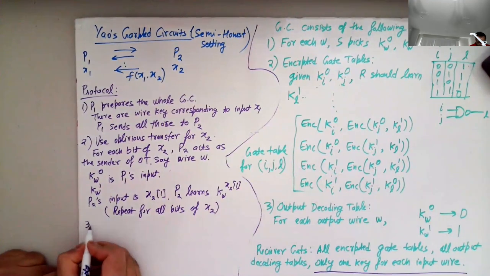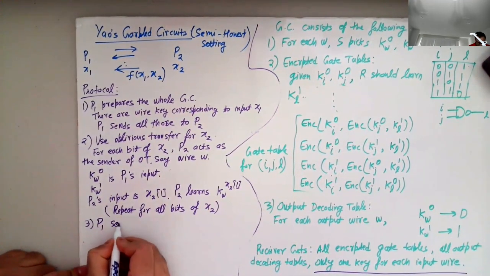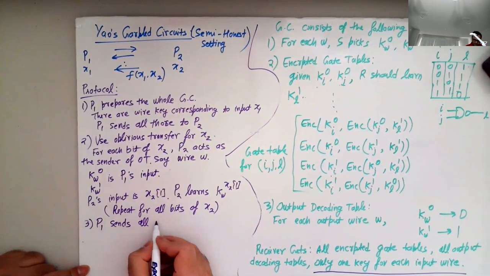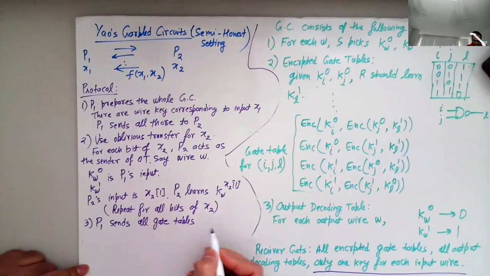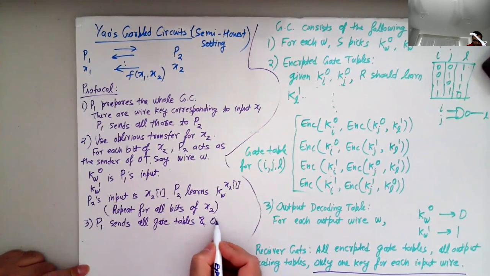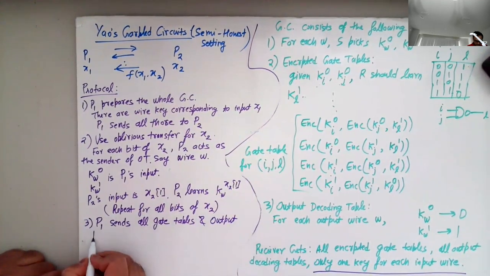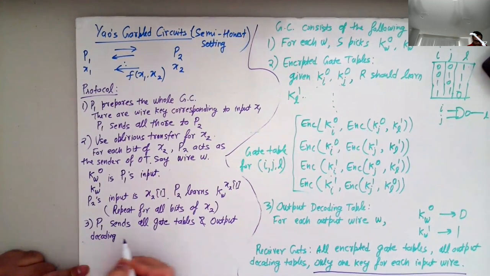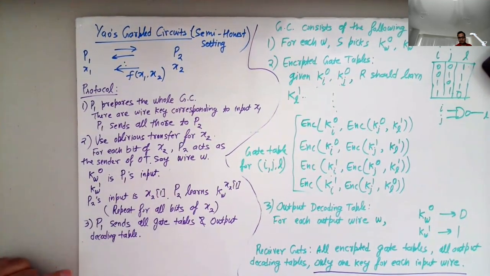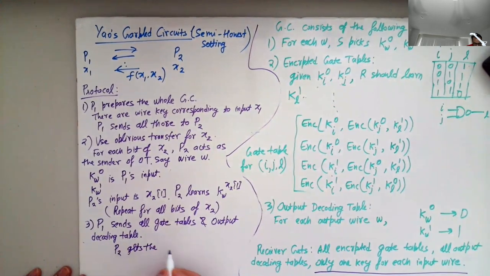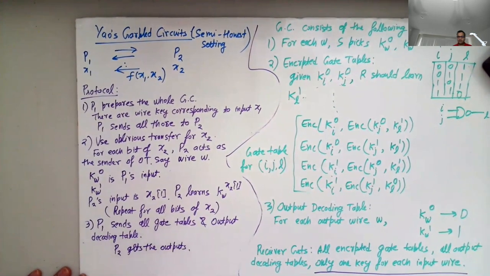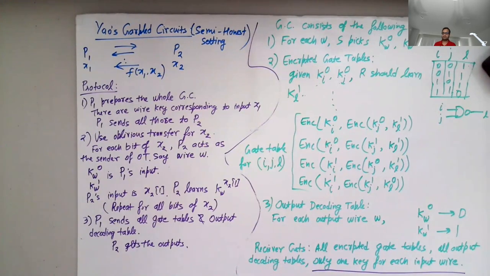And at this stage, P1 sends all the gate tables and the output decoding table. Right, so using this, P2 can learn the output. P2 gets the output.